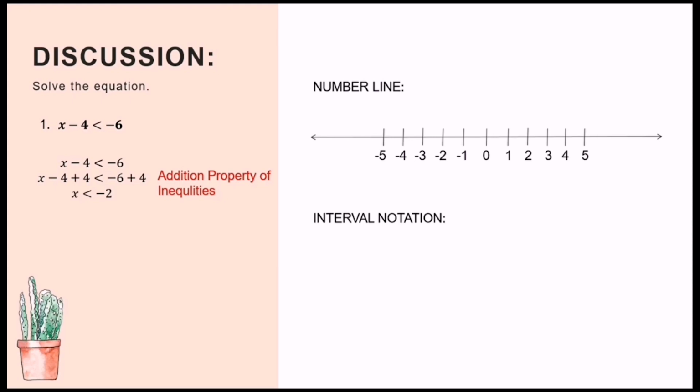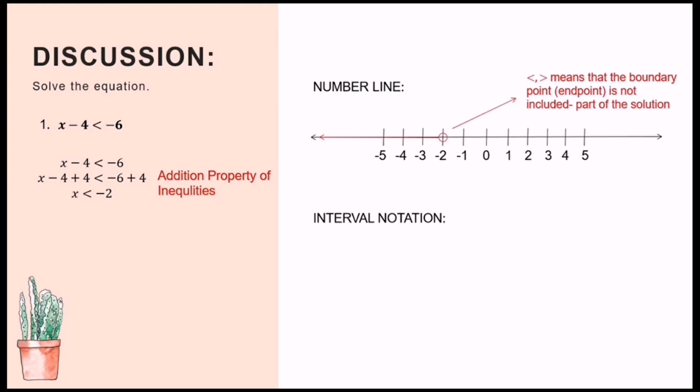The next step is to graph the inequality x is less than negative 2. We have our number line and we locate negative 2. That is a not shaded circle. This means that if the inequality is less than or greater than, the boundary point or endpoint is not included or not part of the solution. And the arrow must go to the left because it is less than negative 2, which means x are those numbers less than negative 2, which is negative 4, negative 5, and so on.